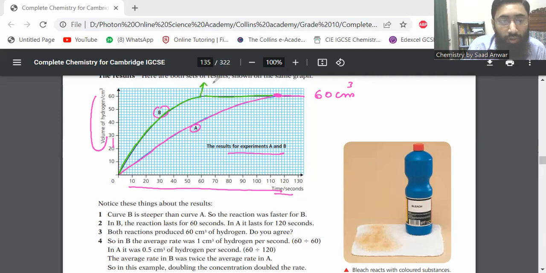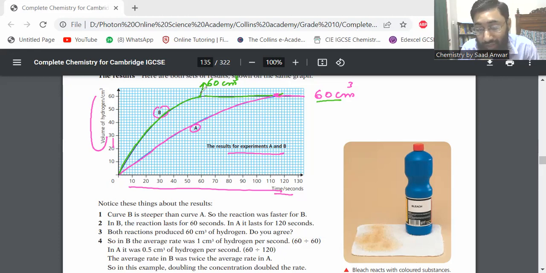The final volume of hydrogen is again 60 cubic centimeter here. The final volume of hydrogen is 60 cubic centimeter in the case of graph A, and also 60 cubic centimeter in the case of graph B. Then what is the difference between experiment A and experiment B? The difference is the speed of reaction, guys.